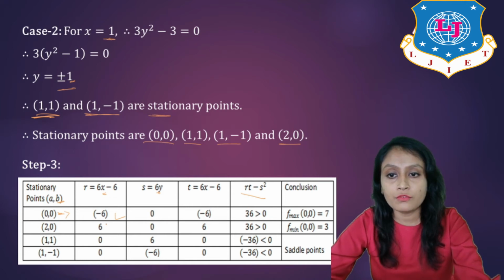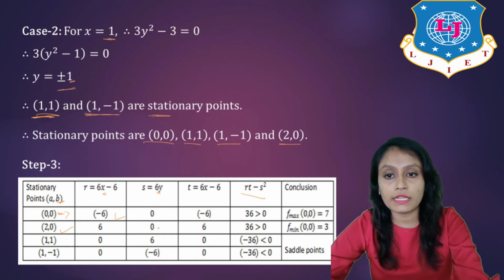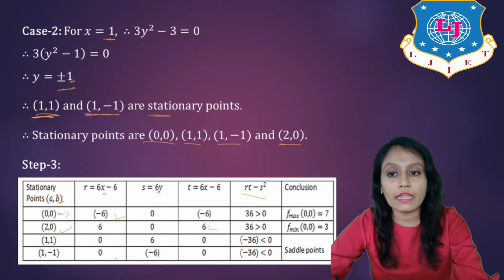Next, we have to find r, s, t at this particular point 2, 0. In place of x substitute 2. So you will get here 6. Next, in place of y substitute 0. So you will get 0. Again in place of x substitute 2. So you will get 6. Then find rt minus s square. So you will get 36. Similarly, we have to solve for 1, 1 and for 1, minus 1. So you will get these values, and rt minus s square for 1, 1 is minus 36 and for 1, minus 1 also minus 36.